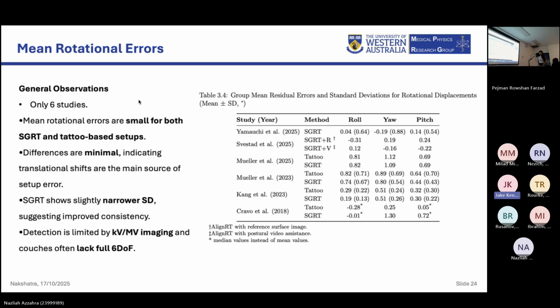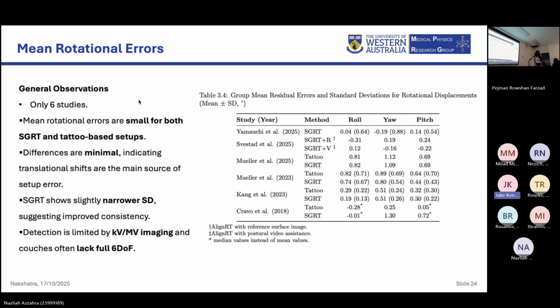And then we've got mean rotational errors. Mean rotational errors were small for both SGRT and tattoo-based alignment with minimal differences, indicating that translational shifts are a major component of the setup error.